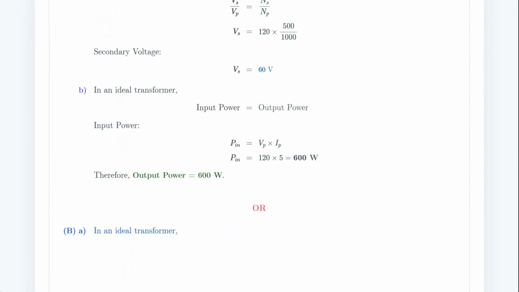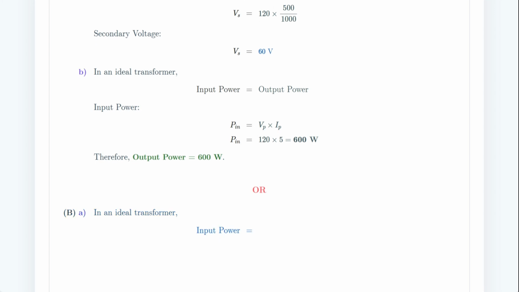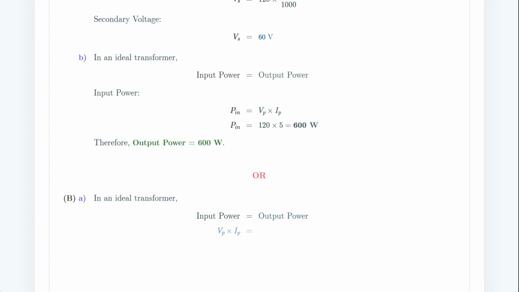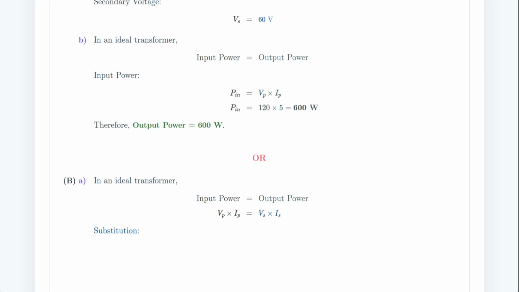For part A, just like before, we know this is an ideal transformer. Therefore, the input power is strictly equal to the output power. We can expand this relationship. Primary voltage times primary current equals secondary voltage times secondary current. VPIP equals VSIS. Now we just plug in the numbers given to us.